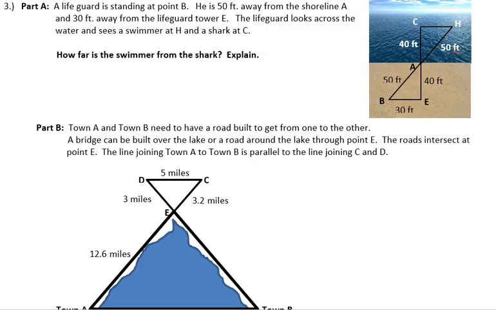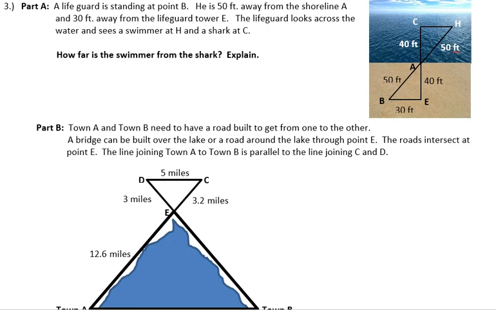Okay, for this next section, it says a lifeguard is standing at point B. He's 50 feet away from the shoreline, A, and 30 feet away from the lifeguard tower, E. The lifeguard looks across the water and sees a swimmer at H and a shark at C. How far is the swimmer from the shark?